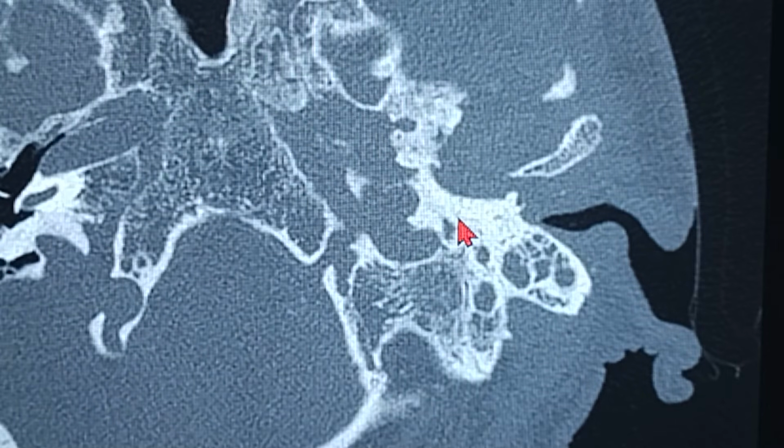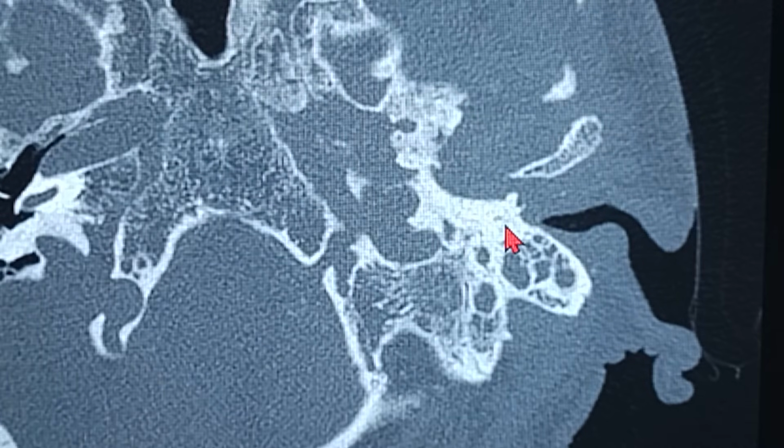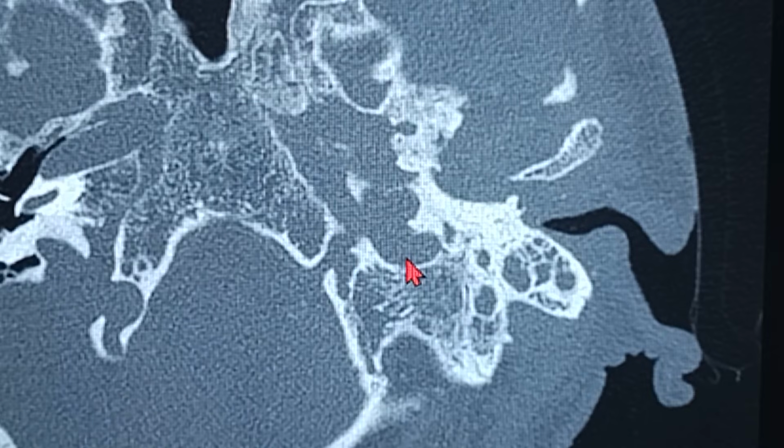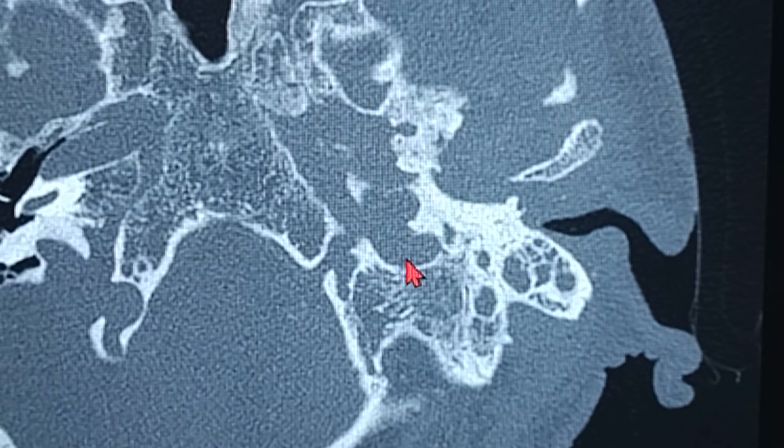So this is how a diseased side looks like. It's very difficult to clearly visualize the facial canal or the ossicle, the stapes. However, we do require a mastoidectomy for this patient to have proper ventilation between the aditus and the antrum. So this was all the basics about the temporal bone.